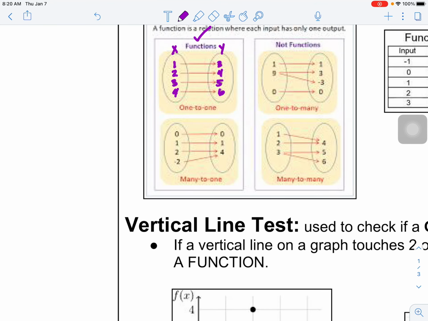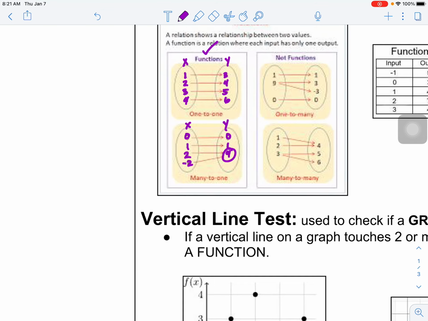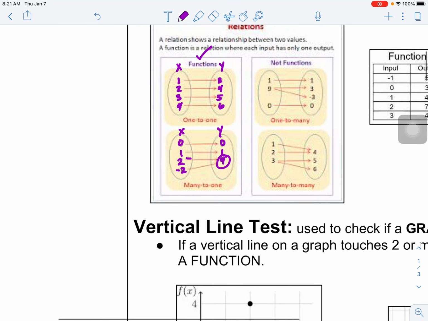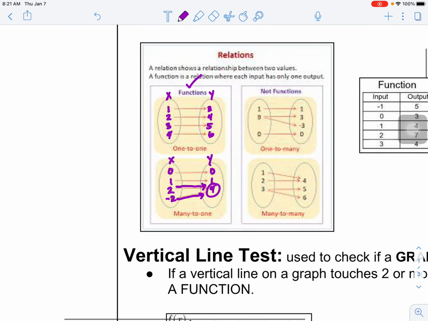Another example of a function is 0 goes to 0, 1 goes to 1, 2 goes to 4, negative 2 goes to 4. So these x values all have one output, which is a different y. Even though 4 repeats, that's okay, because this x value 2 goes to 4, and then negative 2 is a different x value, and it goes to 4.